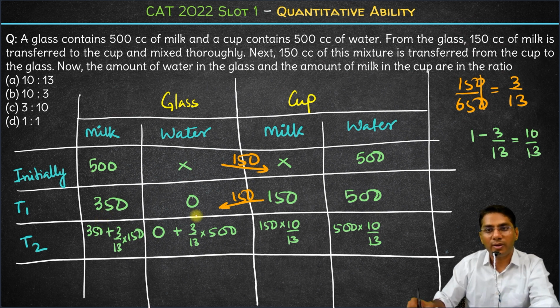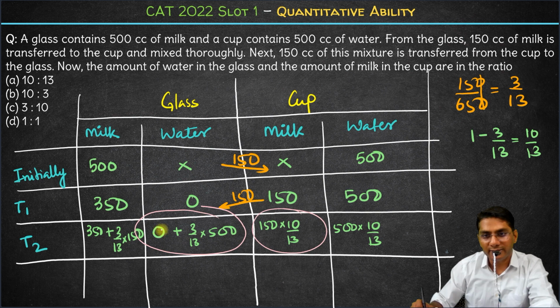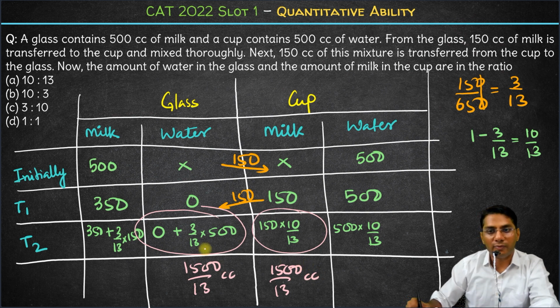Now the question was, what is the ratio of water in the glass and milk in the cup? That's what we want, right? So water here will be 0 plus 3 into 500, which is 1500 by 13 cc. This is the amount of water in the glass, and the milk in the cup also comes out to be 1500 by 13 cc. So the water in the glass is the same as the milk in the cup. So the ratio of these two will be 1500 by 13 is to 1500 by 13, which simplifies to 1 is to 1. The answer here is option D.